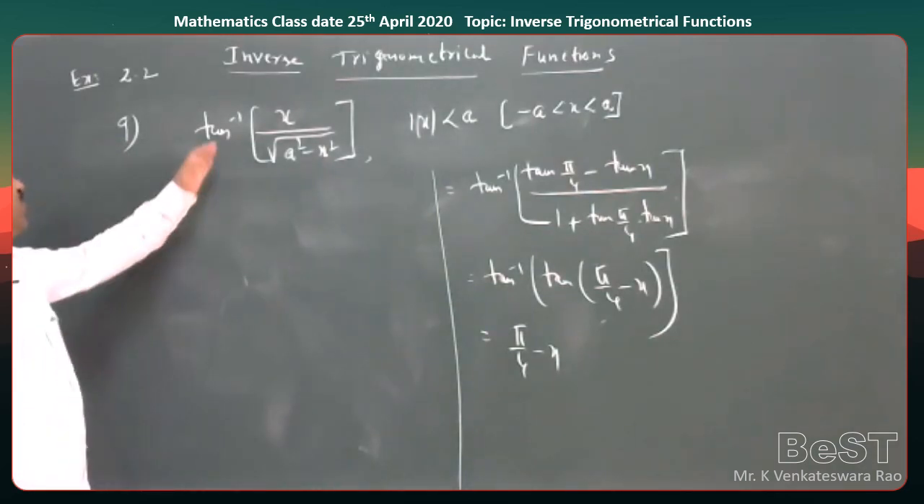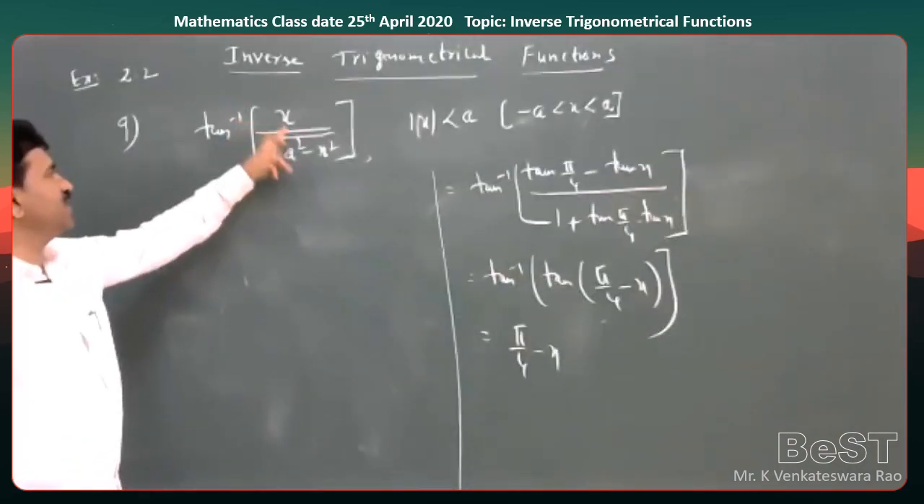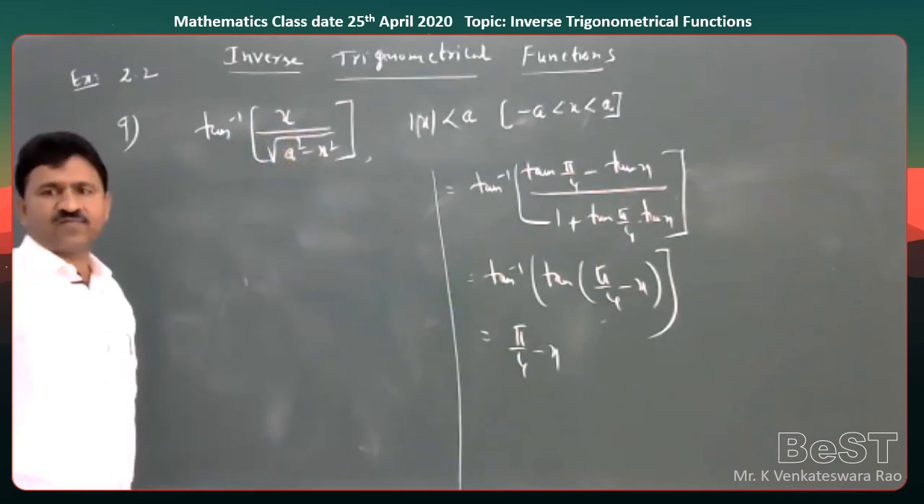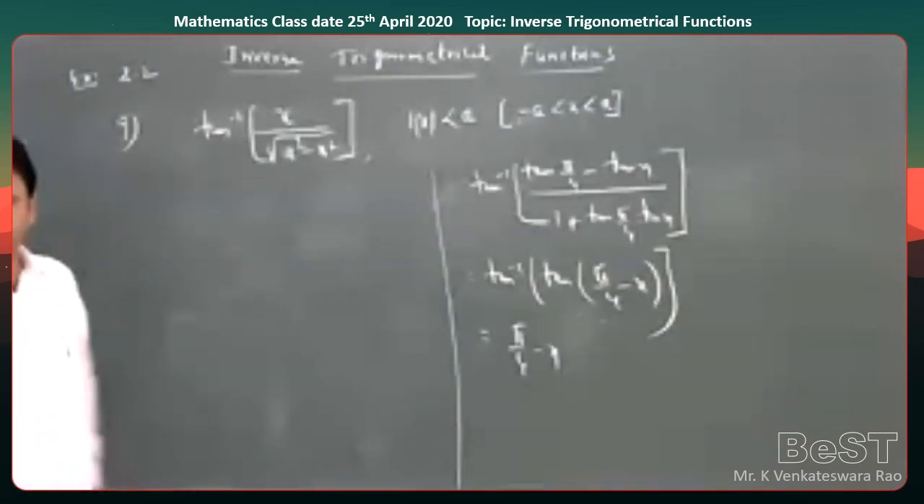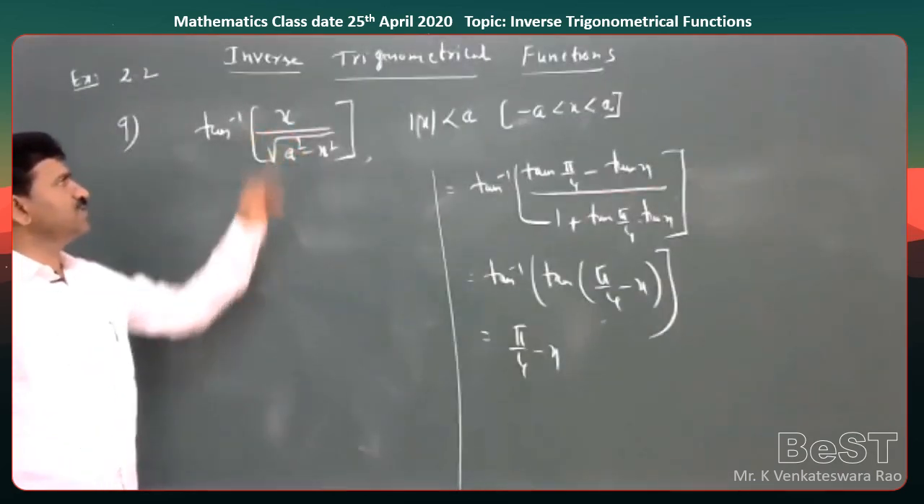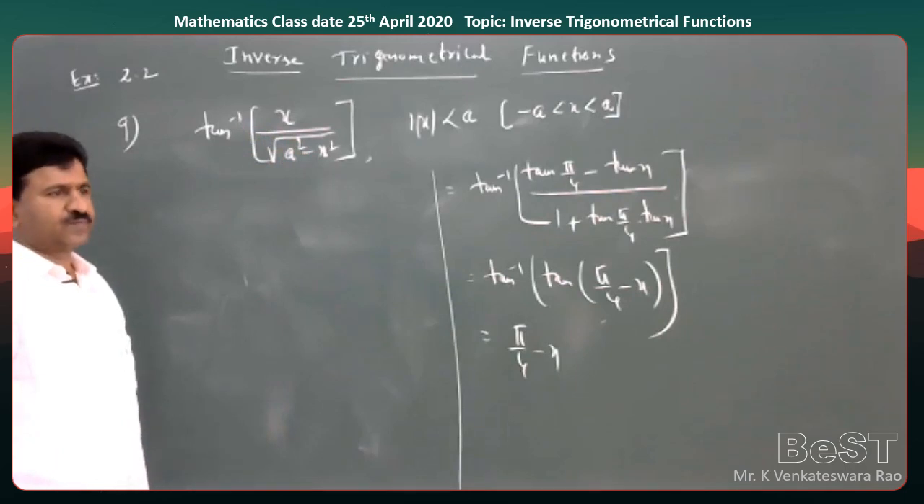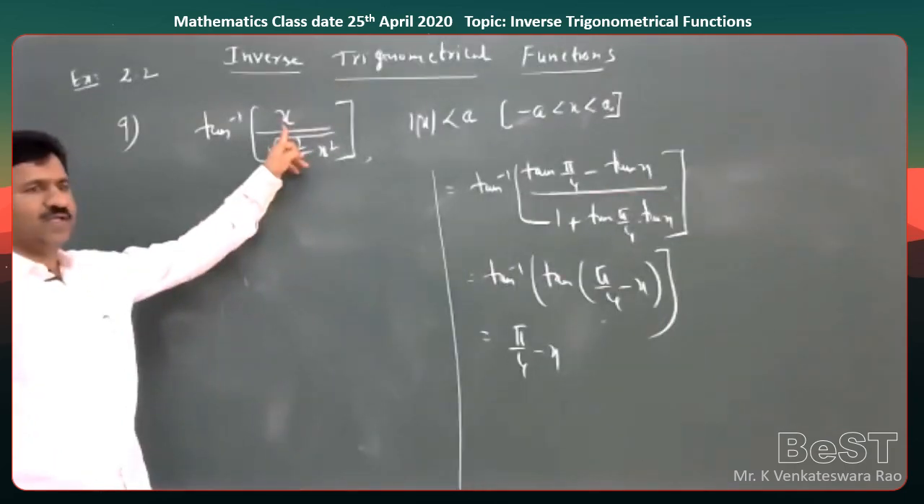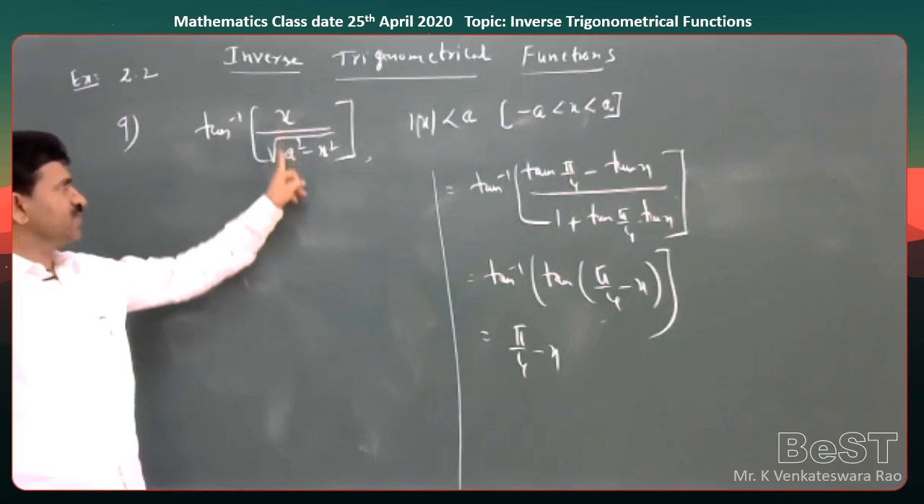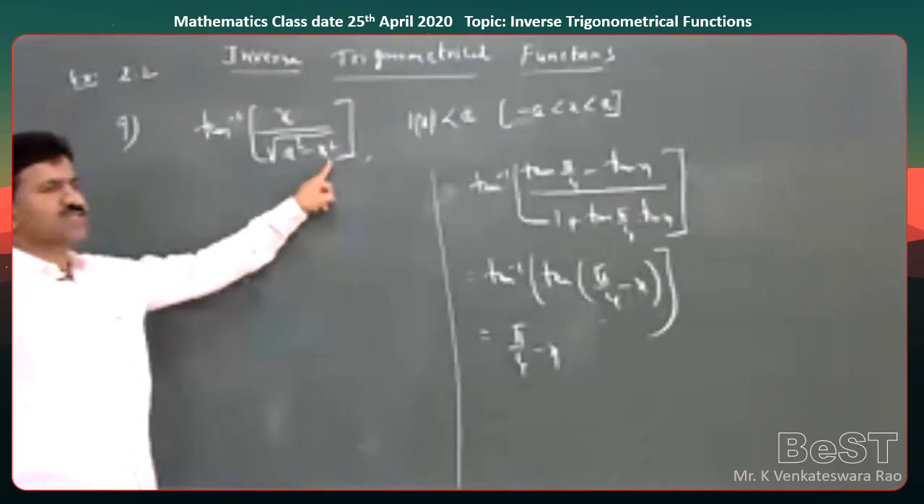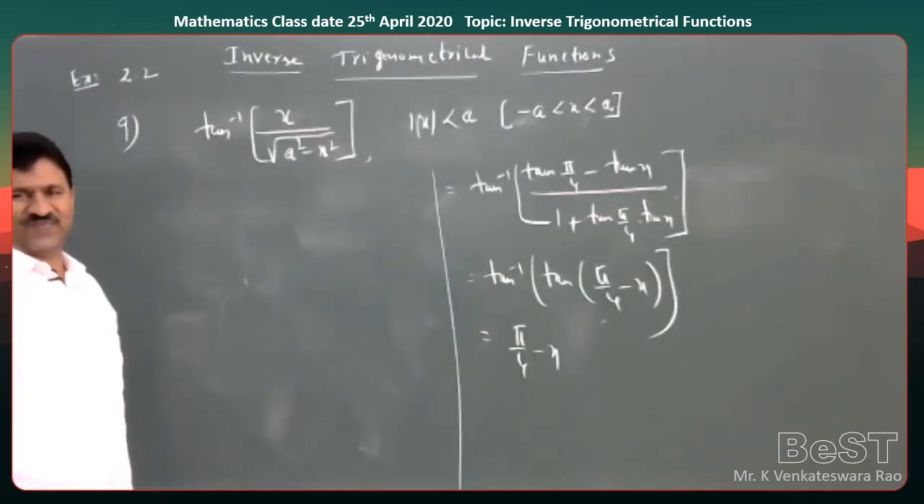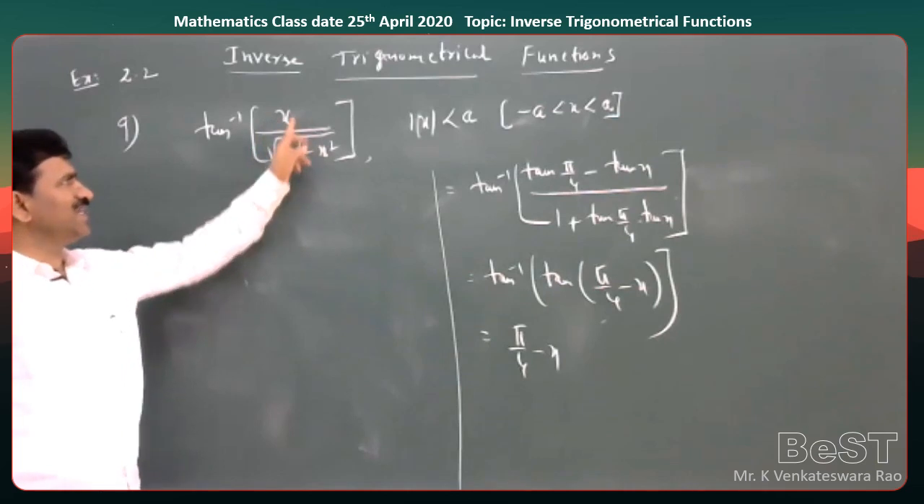To simplify this function, tan inverse of x by square root of a square minus x square, we'll use the substitution method. Put x is equal to sin theta. Just listen to me. Only sin theta. Square root of a square minus sin square theta means no formula. Put x is equal to a sin theta.